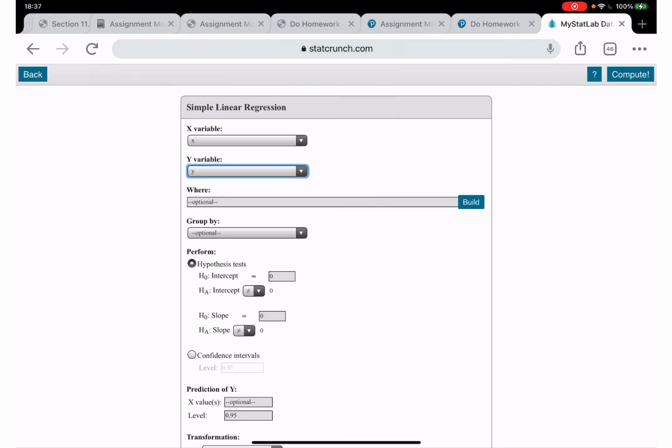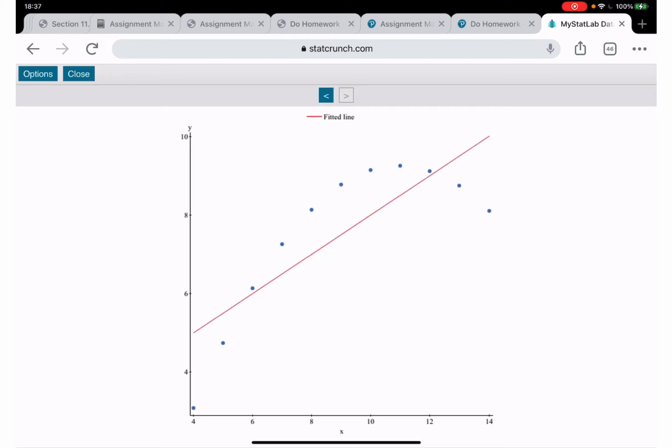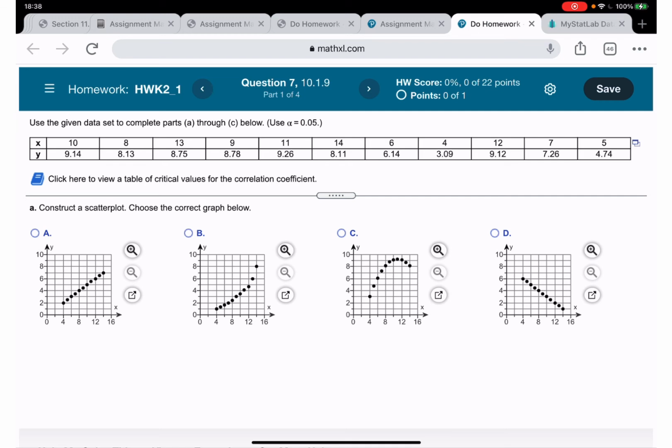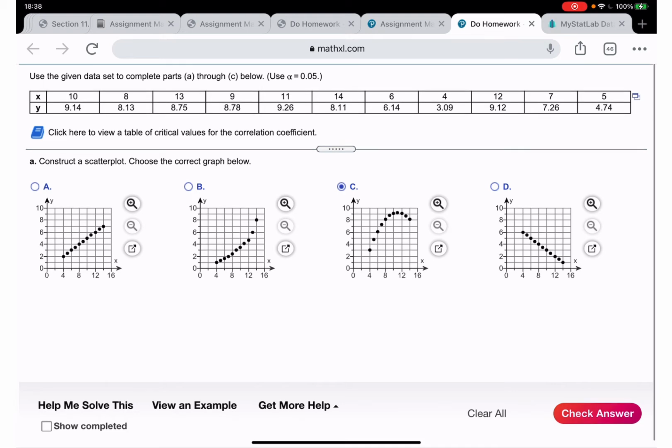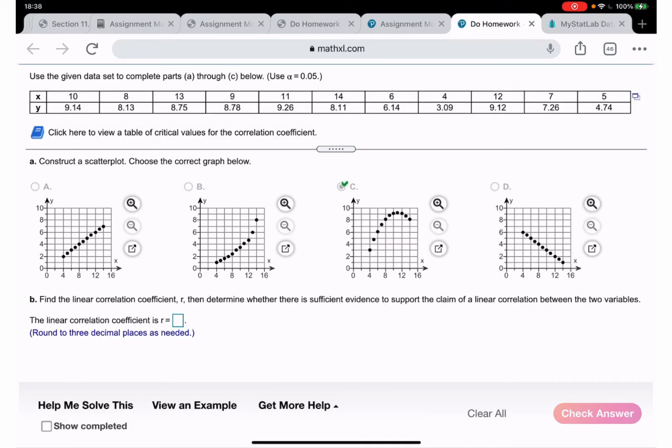Okay, compute. Going to the second page. Yeah, we have non-linear. See, it's going like a parabola, a negative parabola. So let's choose it. Which one is it? C, right? Let's check. Nice work. Now let's see what they want next.